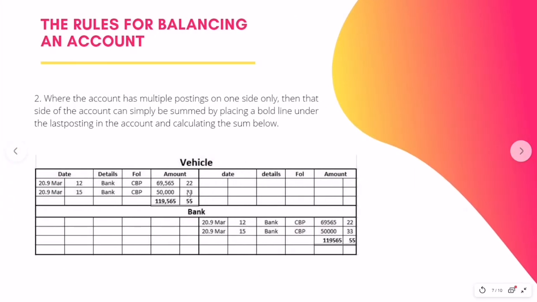Now the second class, we say where the account has multiple postings on one side only, then that side of the account can simply be summed by placing a bold line under the last posting in the account and calculating the sum below. So obviously, if you have multiple entries on one of the sides, whether on the credit side or on the debit side, you will need to sum them up in order to get a picture of the total of that account. For example, let's look at vehicle. We had two transactions on the 12th and on the 15th. To understand how much we have, we added 69 plus 50,000 and we arrived at our total, which will be our balance when we close the books.